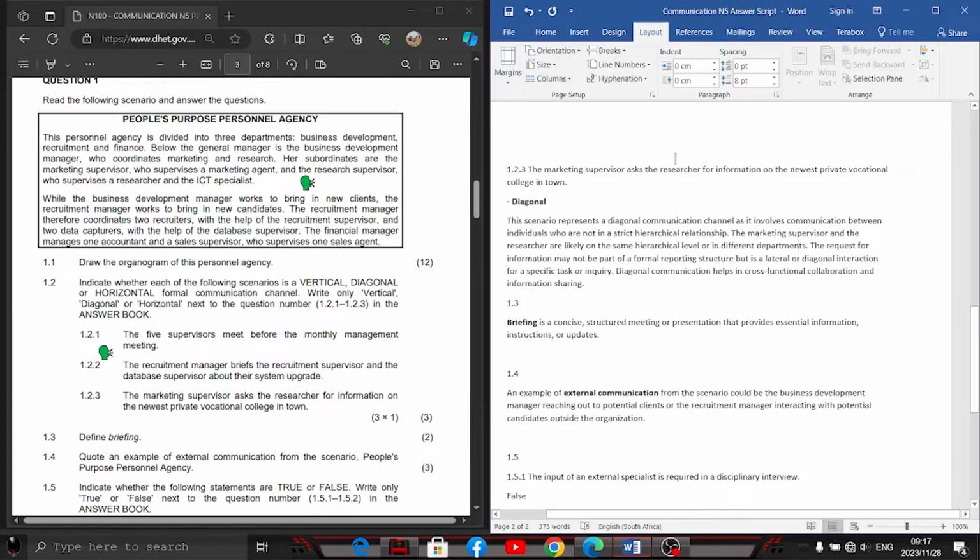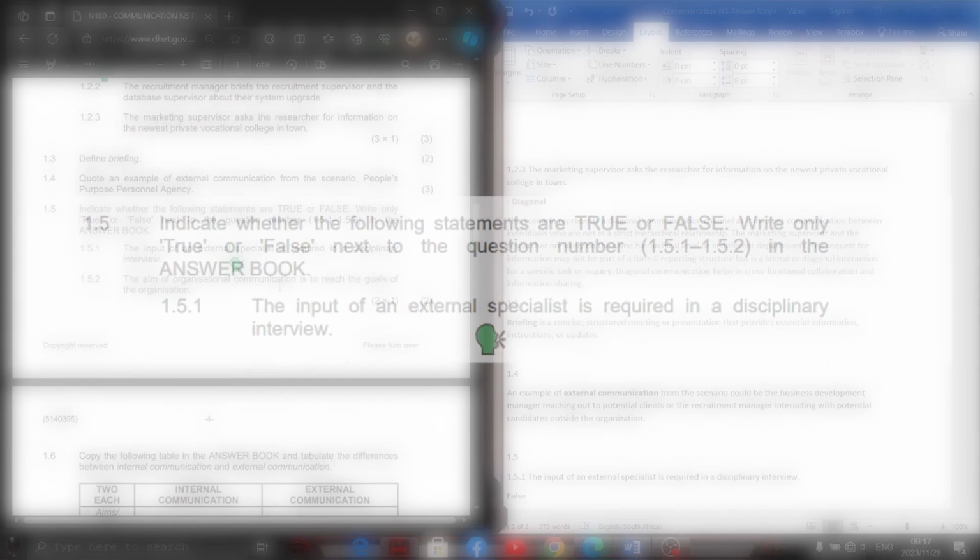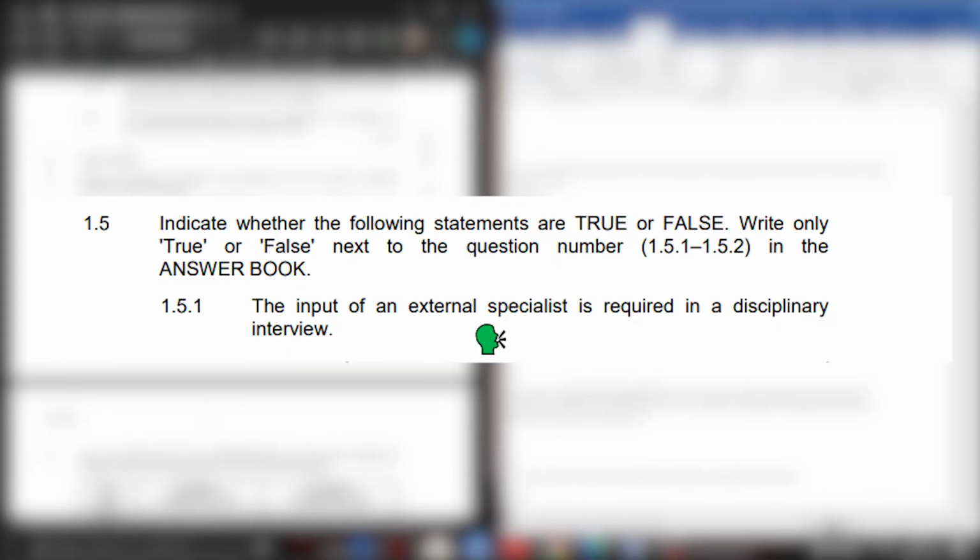Let's go ahead and look at the next question, which says, indicate whether the following statements are true or false, right? Only true or false next to the question number in the answer book. The input of an external specialist is required in a disciplinary interview, right?